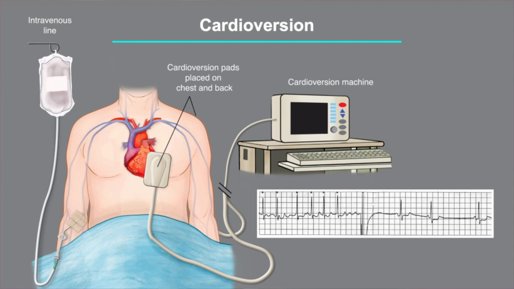And as you can see from this illustration, specialized patches are placed on the chest wall through which we will deliver electrical energy to the heart. And as you can see from this figure, the electrical energy will restore normal rhythm. The patient is fully under anesthesia, so they don't feel any discomfort, and this is how we restore normal rhythm. Could you show us what that looks like?